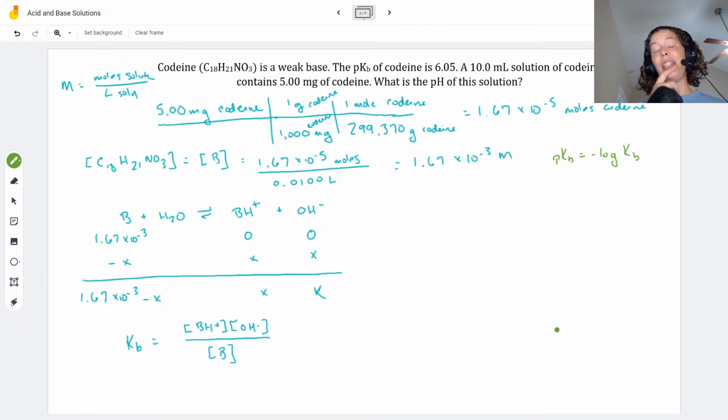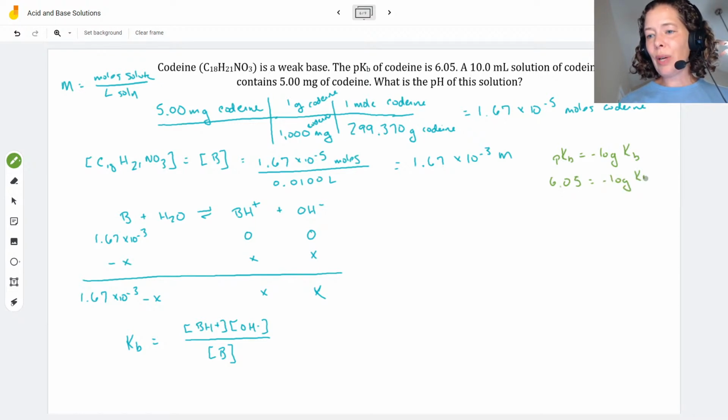This is also handy to know if you are looking at a table of either pKa's or pKb's. You can always get back to either Ka or Kb. So my pKb for codeine is 6.05. This, of course, equals negative log of my Kb. So I can solve for Kb. And when I do that, I get a Kb of 8.91 times 10 to the negative 7.